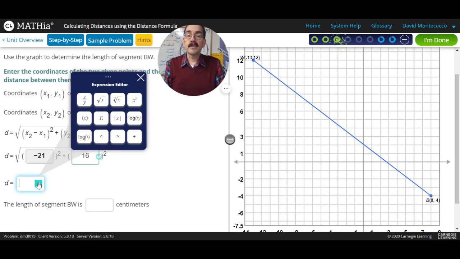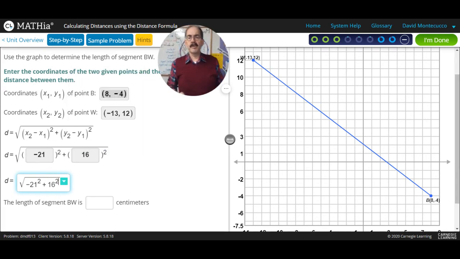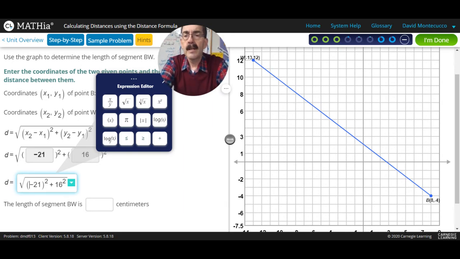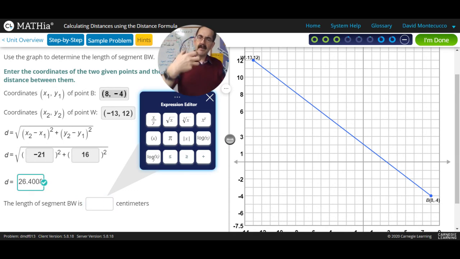Just grab your radical sign, little square root thing. There you go. And we're going to go negative 21 squared plus 16 squared. Let's see if it accepts the way I put that negative in there. See, it didn't like that. Got to go back and let's put this in parentheses. There we go. Cool. So the calculator needed help knowing it was negative times a negative.